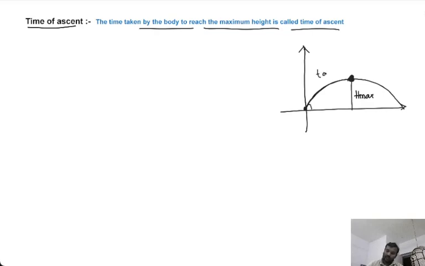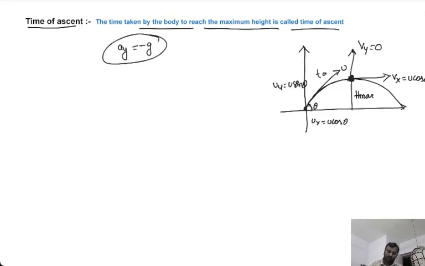Here, what is the angle? Theta. The body is projected with velocity u. This u is resolved into two components: Ux is equal to u cos theta, Uy is equal to u sin theta. At the highest point, Vy is 0 and Vx is u cos theta. And one more point: the object is thrown upward, so acceleration due to gravity acts in the downward direction. Then Ay is equal to minus g.